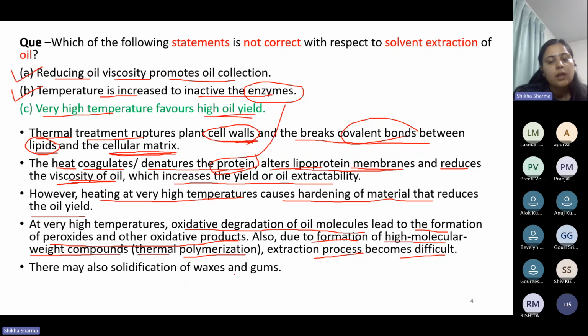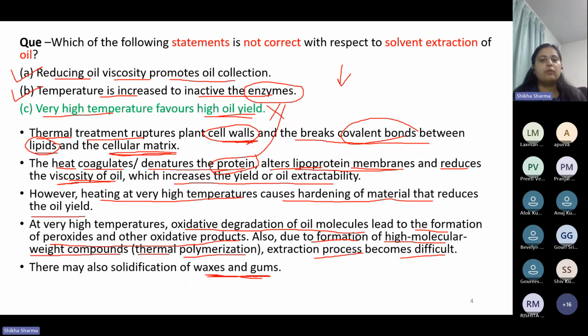Additionally, the waxes and the gums also solidify at the high temperature. If they solidify, they are going to block the passage of the oil. So the yield will go down. So statement 3 is incorrect.